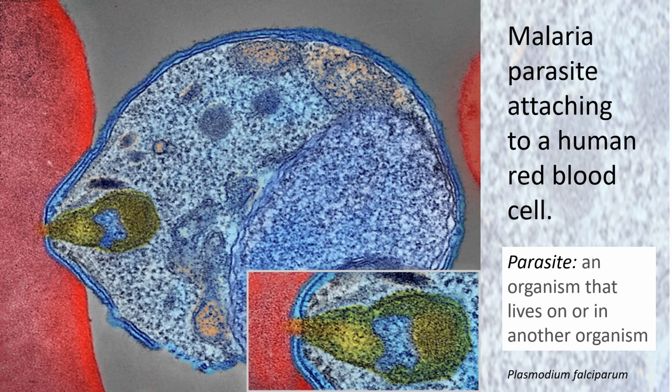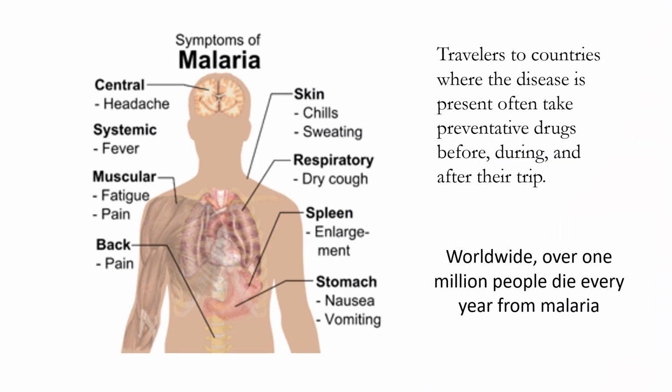So malaria, here this shows you a picture of a malaria cell attaching to a human red blood cell. And you can see it as it breaks through the wall. Symptoms of malaria: we don't really have malaria in the United States, not in any major way, but if you were to travel out, the symptoms that you might have contracted malaria would be this.